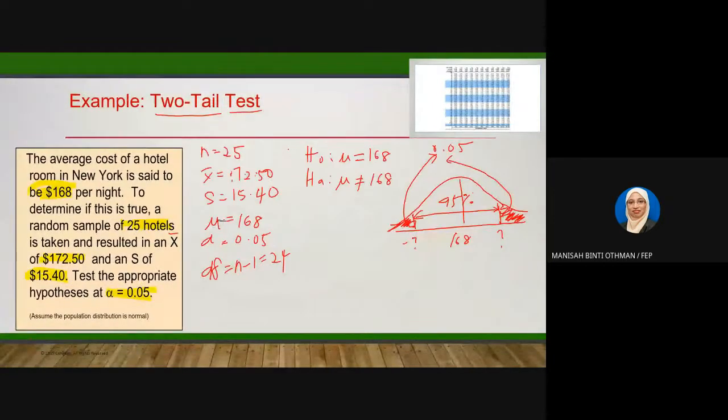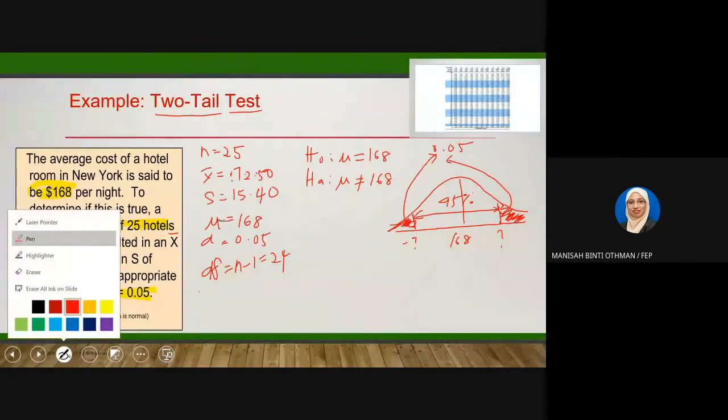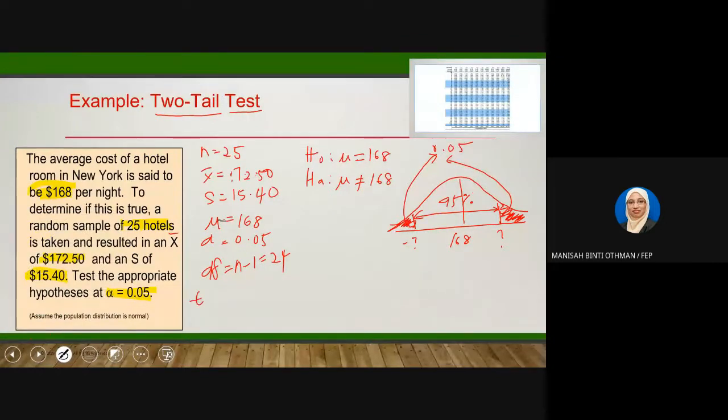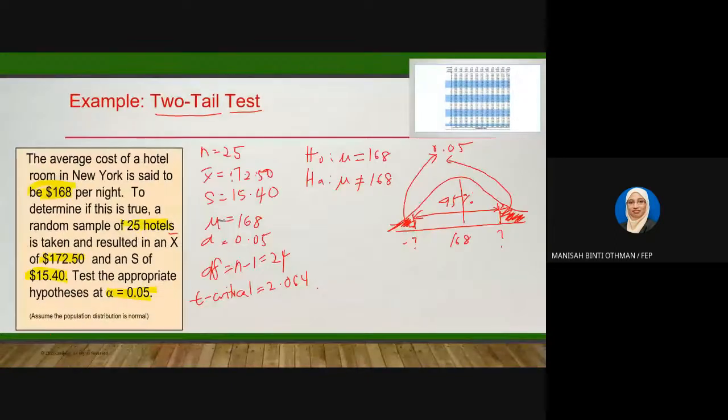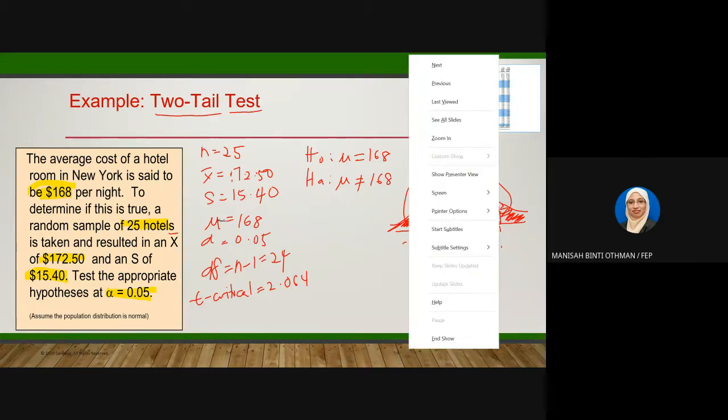This is the T value, 2.064. So T critical equals 2.064. It is here on the right side, positive, and on the left side it is negative 2.064.